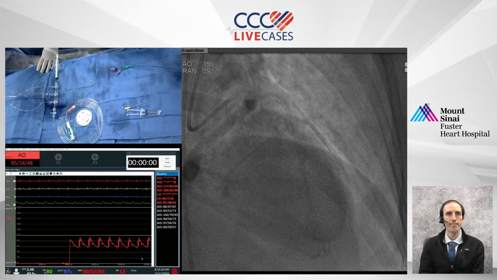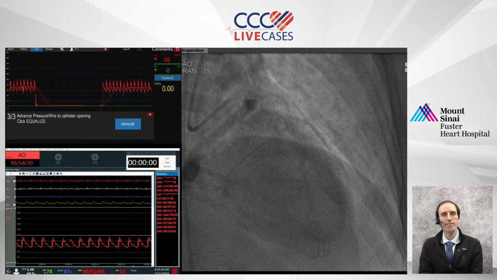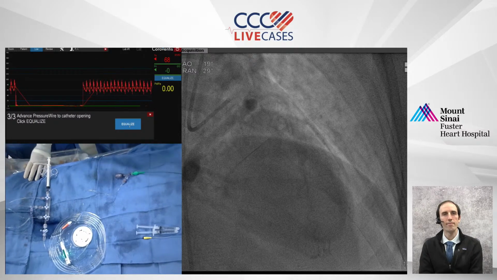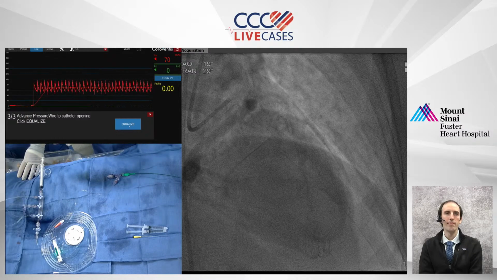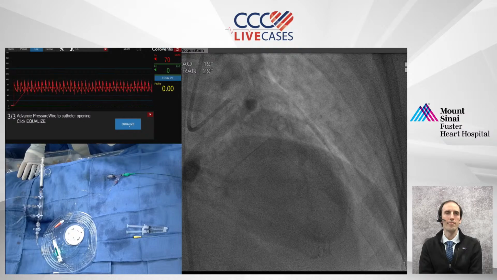Okay, so now we shift. Now all the acetylcholine is gone, and now we're going to go towards the non-endothelial dependent mechanism of ANOCA, which is microvascular dysfunction. Although what I learned in that paper is microvascular dysfunction can have both an endothelial and non-endothelial mechanism, but I think right now we'll make it simple. We are now going to test for microvascular dysfunction of the microvasculature by inducing hyperemia.